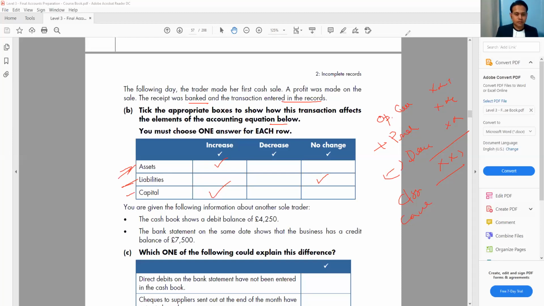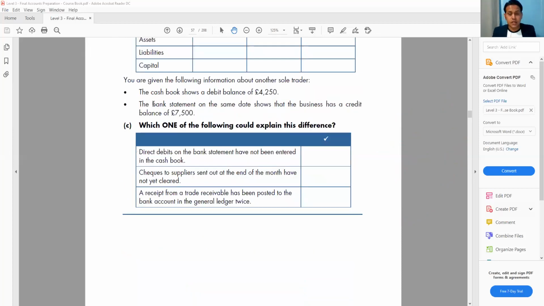Okay, let's move on. What else do we have? They said you are given the following information about another sole trader. The cash book shows a debit balance 4,250 and the bank statement shows a credit balance 7,500. That's a bank reconciliation, isn't it? I'm saying I have only 4,250 pounds, but the bank says no, you have 7,500. Bank says you have more money.